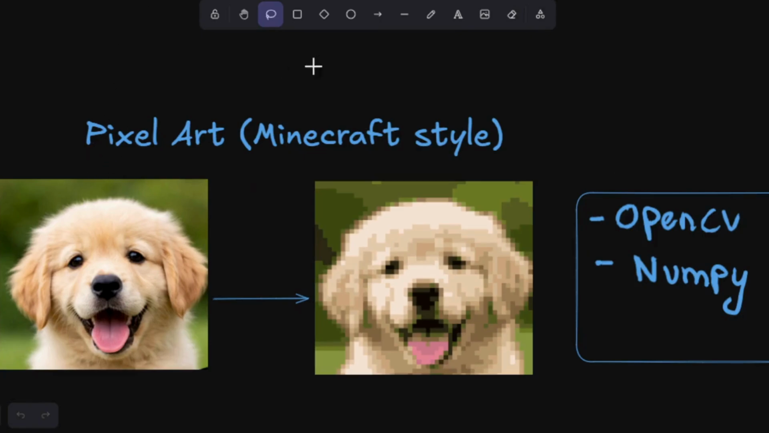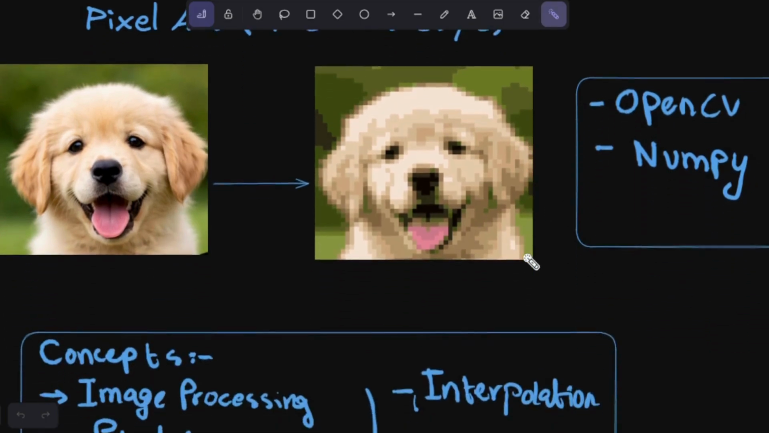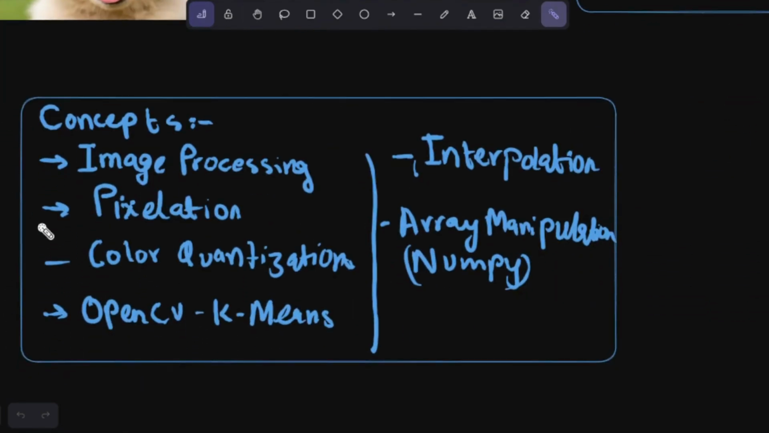Hey everyone! In this video, we're going to turn any image into pixel art using Python and OpenCV. The main concepts we'll use in this project are image processing, pixelation, color quantization, k-means clustering, interpolation, and array manipulation.